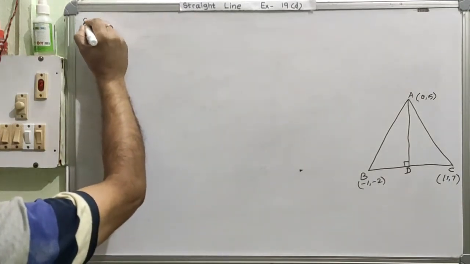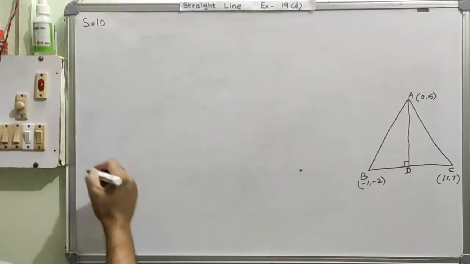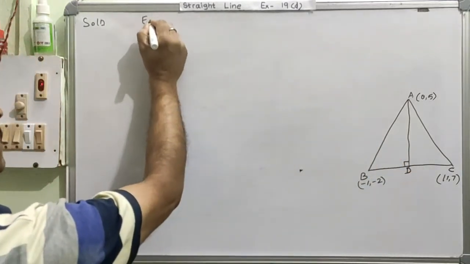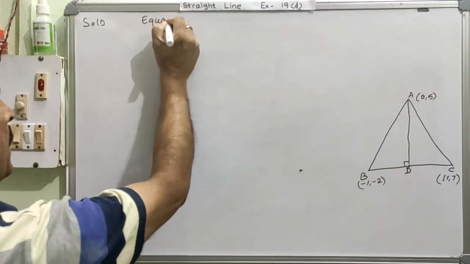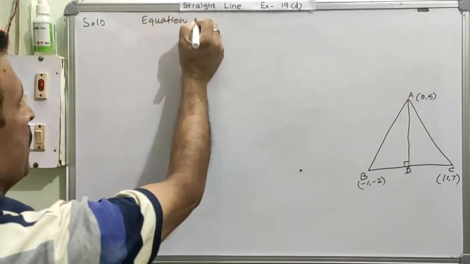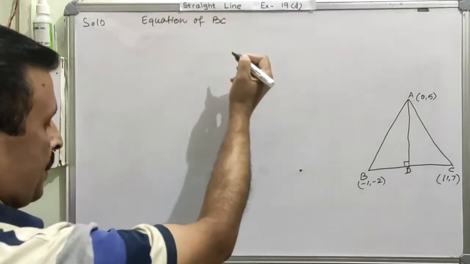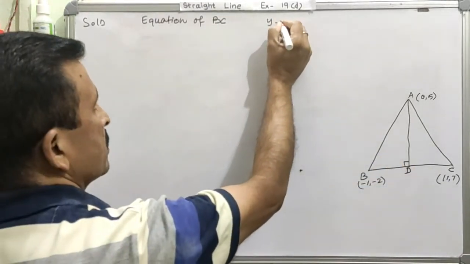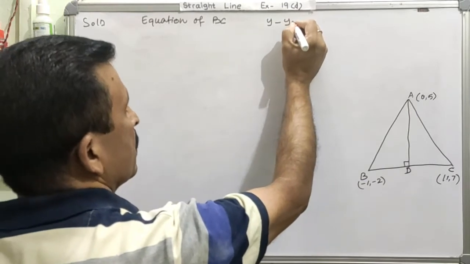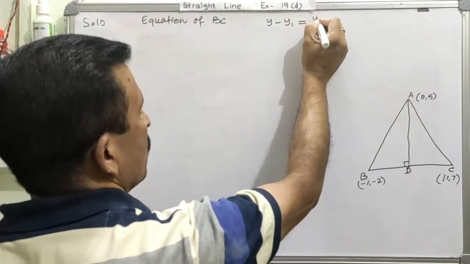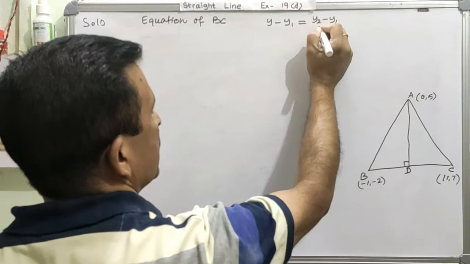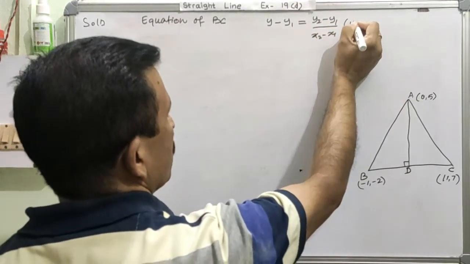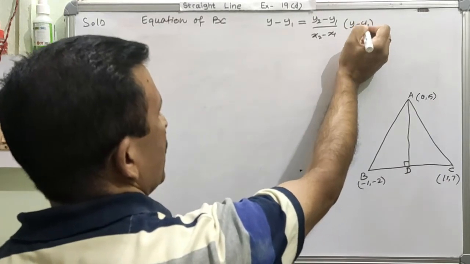Solution. First of all, we are going to write the equation of BC. The formula we will use is the 2-point formula: y minus y1 is equal to (y2 minus y1) divided by (x2 minus x1) into (x minus x1). This is the 2-point formula.